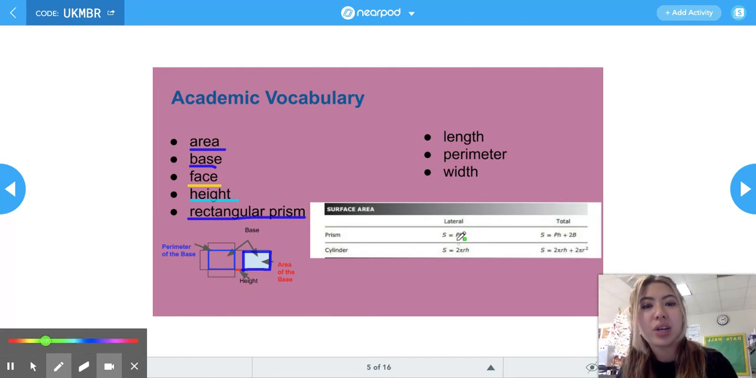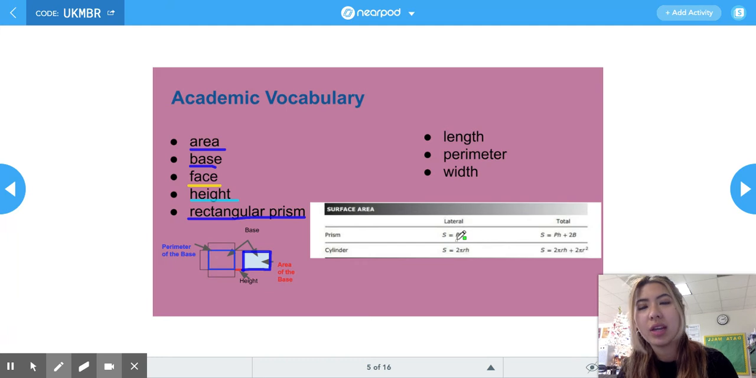So the 2 formulas that we're going to need for today, taken from our STAR reference materials, are the lateral surface area and the total surface area. The difference between the two is that the lateral surface area is the area of all the rectangles, not including the bases. The total surface area is the area of all the rectangles in the net. So the lateral does not include bases, and the total does.